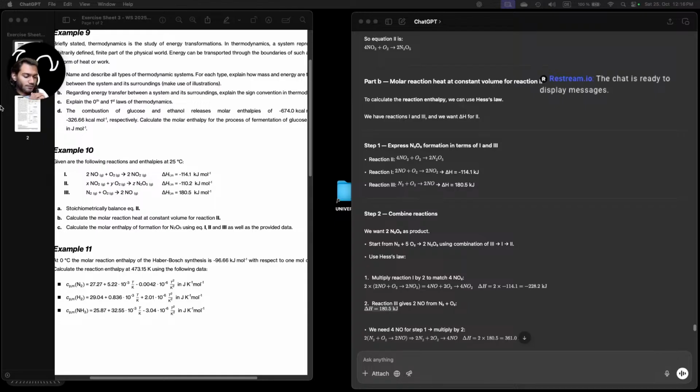Okay, let's do the first one. The second one, calculate the molar reaction heat at constant pressure. Could you once again show me the answer to B, for example 10.